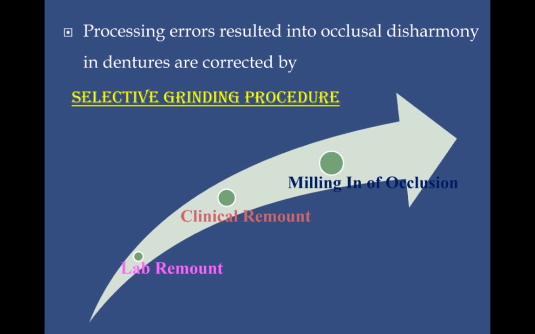So first we need to follow the lab steps: lab remount, clinical remount, and milling in of occlusion. This is the procedure by which you are going to do the selective grinding procedure, and this is how we are going to eliminate the errors of occlusion which occur in the denture. So first we will see about the lab remount.